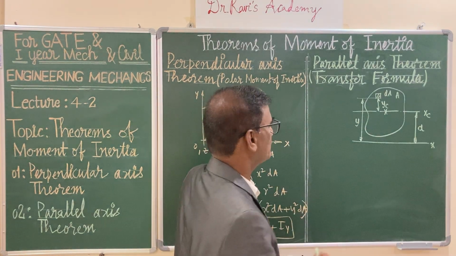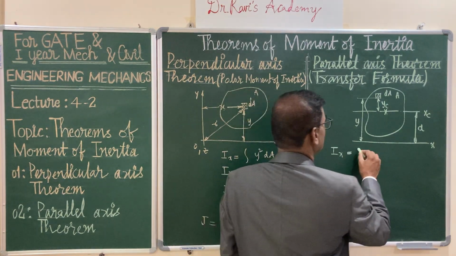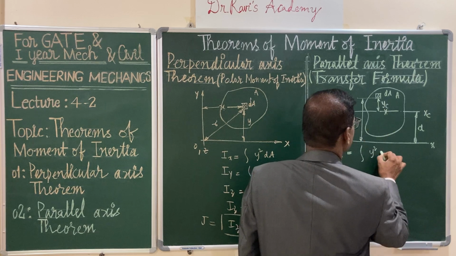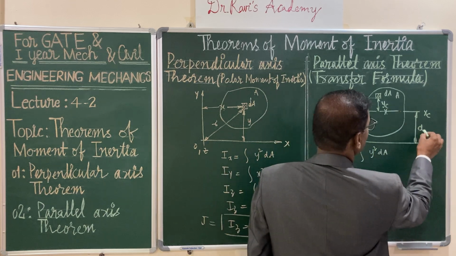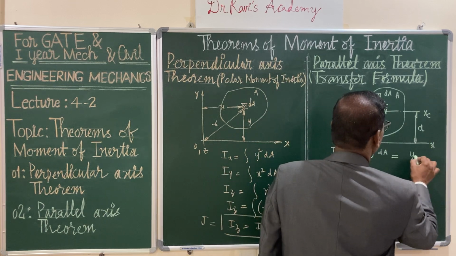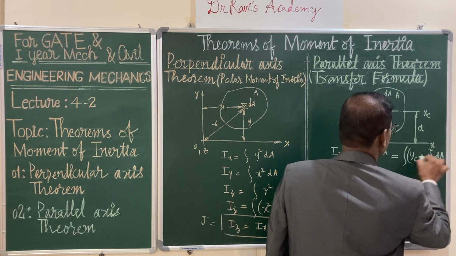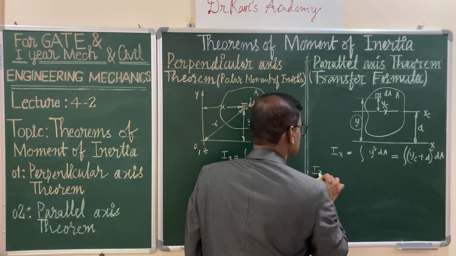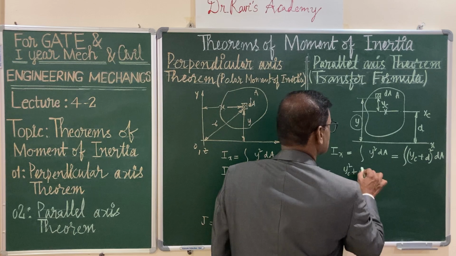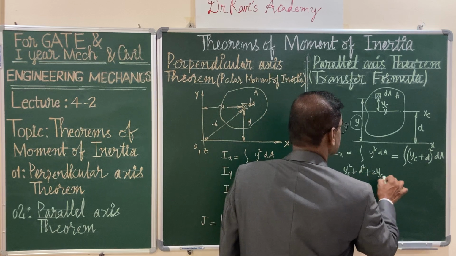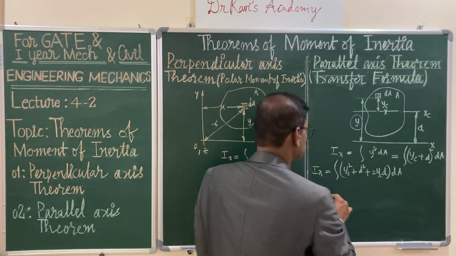Now write down the expression for the moment of inertia about the x-axis, which is equals to integral y square dA. But this y you can replace with yc plus d. So you can write down it is yc plus d whole square into dA. Let us expand this. That becomes Ix is equals to integral of yc square plus d square plus 2ycd into dA. So this you can write down.